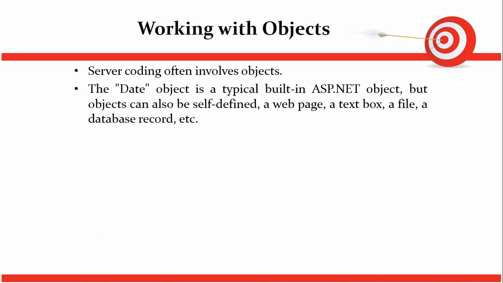Let me just show you an example. Date is an example, a typical object which is built inside ASP.NET. It can also be self-defined, or a web page, or a text box, or a file, or a database record, etc.